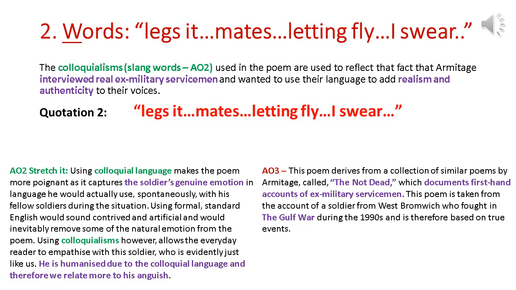Using colloquial language makes the event seem more poignant, more touching, because this is how the soldier would actually say it spontaneously. If Armitage would have used formal standard English at all times in the poem, it would have taken away some of that natural emotion and it would have sounded quite artificial and contrived. So using this colloquial language allows the reader to empathise more with the soldier because he seems to be just like one of us. So he's humanised through that use of colloquial language, and therefore we feel his anguish even more.